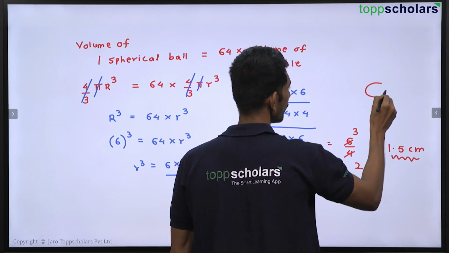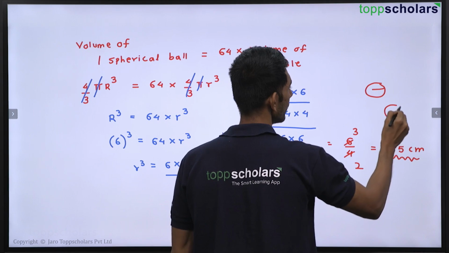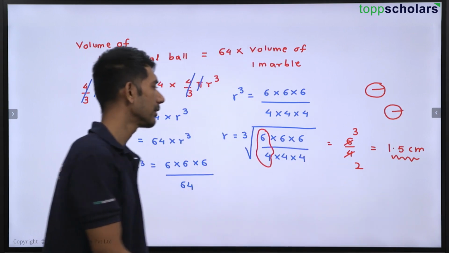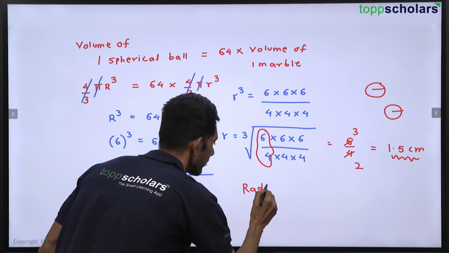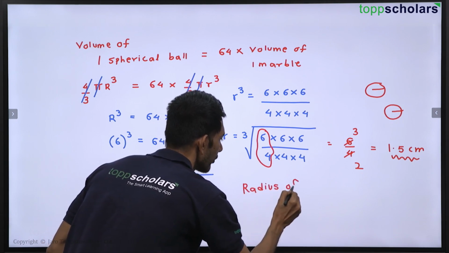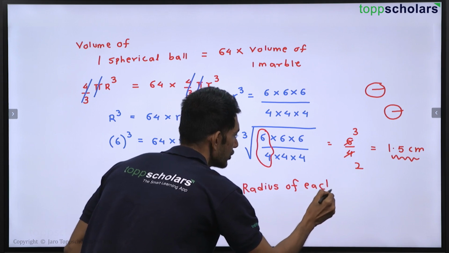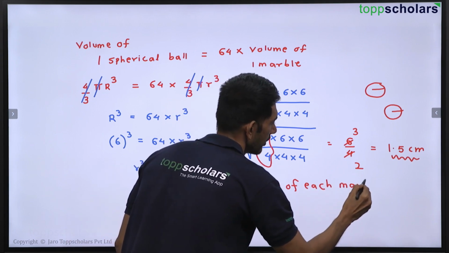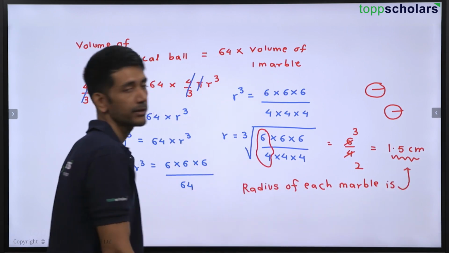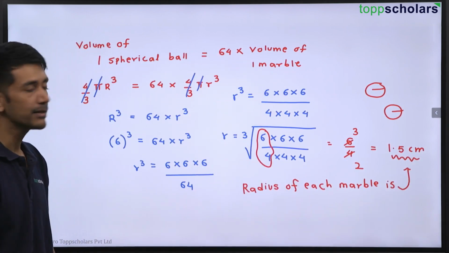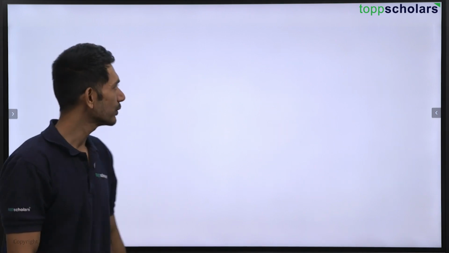So the spherical small marbles that you have, the radius of each marble, right? What is the radius? The radius of each marble is 1.5 centimeter. I hope this is clear to all of you. Easy? Perfect. So let's have a look at a new question now.